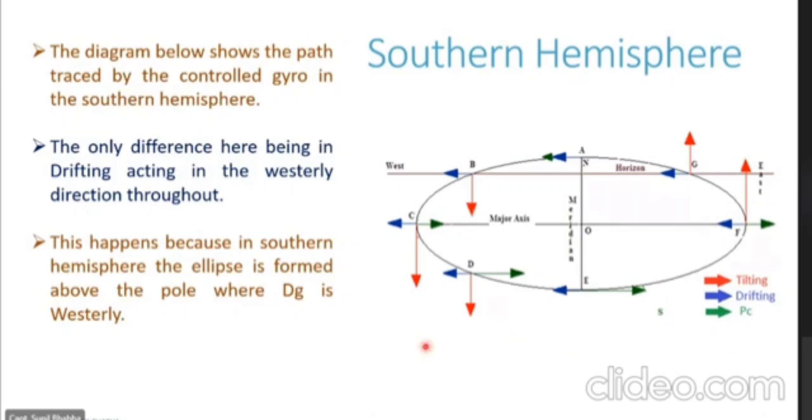In this diagram, you see the path which will be traced by the controlled gyro in the southern hemisphere. The only difference in the forces which you see here is the difference in drifting vector. The drifting vector is acting in the westerly direction. When you are in the southern hemisphere, the entire ellipse is formed above the pole, and above the pole, the drifting is westerly. That's why you see the drifting vector, the blue color vector, acting in the westerly direction at all the points. We are not going to go deeper into the explanation in the southern hemisphere. If you get a question on explaining the controlled gyro, you can easily explain it in the northern hemisphere, and that should do the job.